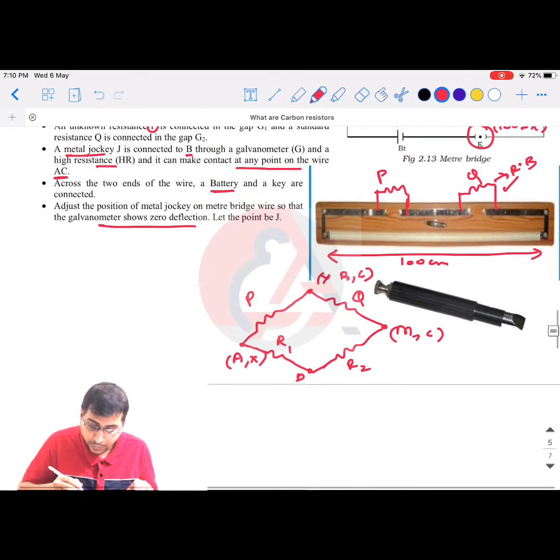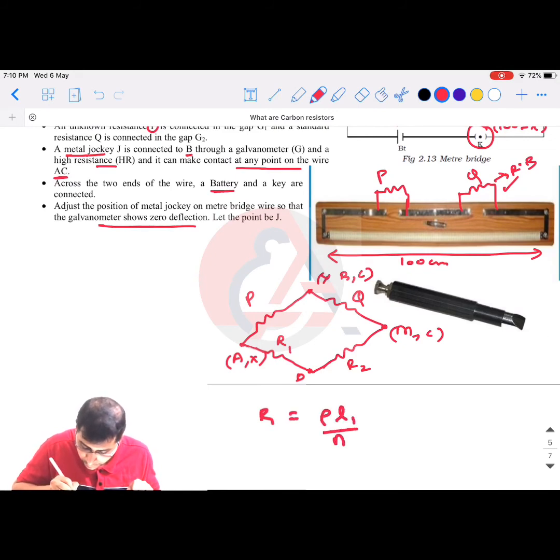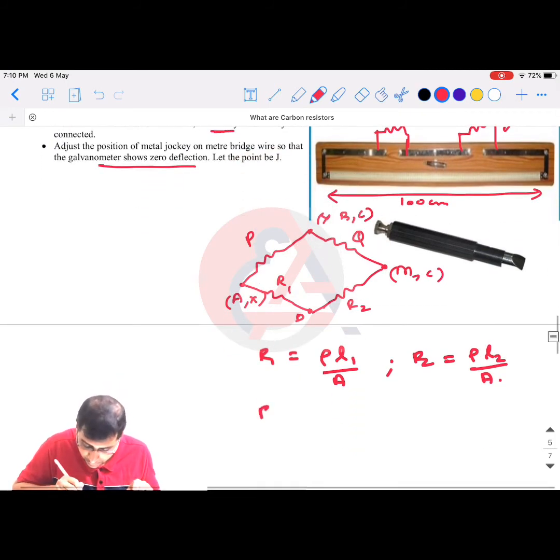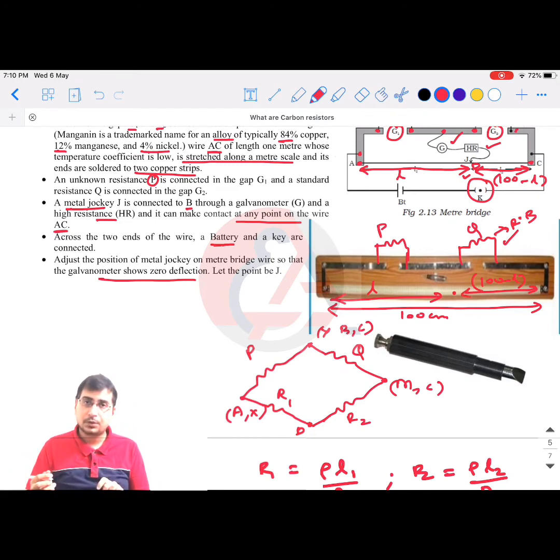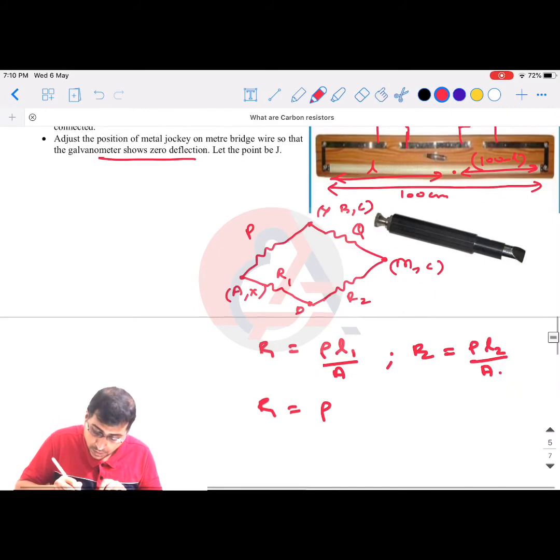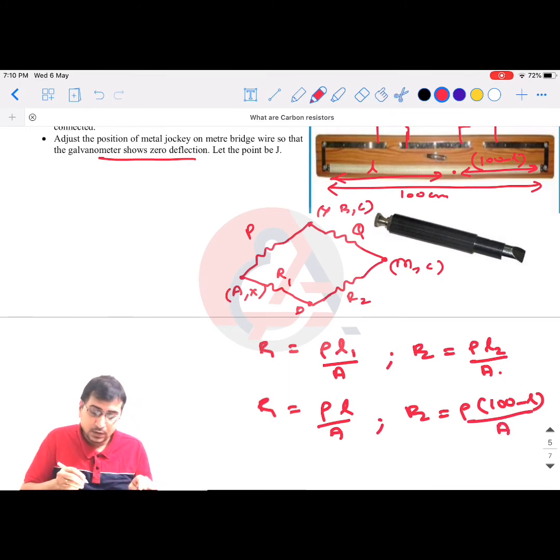Now what is going to be the value of R1? So R1 will be equal to rho into L1 divided by A, and R2 will be equal to rho into L2 divided by A. So R1 is rho into, if I take from here to here, if I take the length to be L, then this length will be 100 minus L. Okay. So R1 will be rho L divided by A, then R2 will be rho into 100 minus L divided by A.